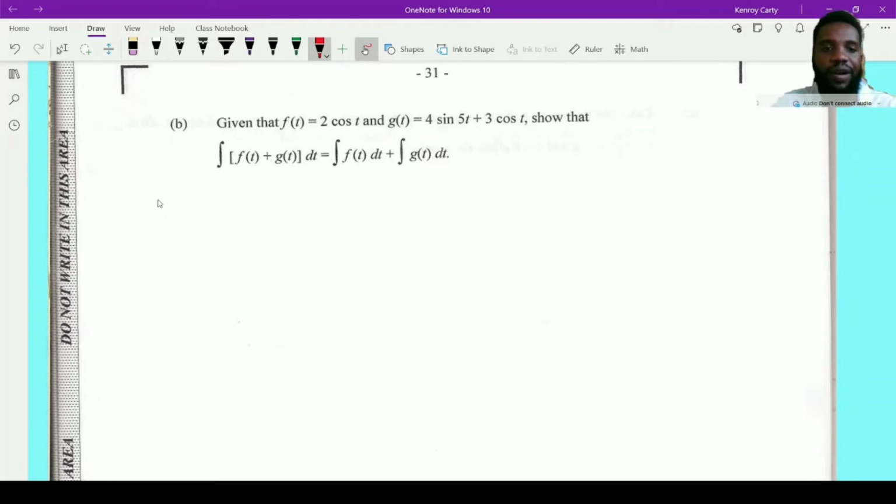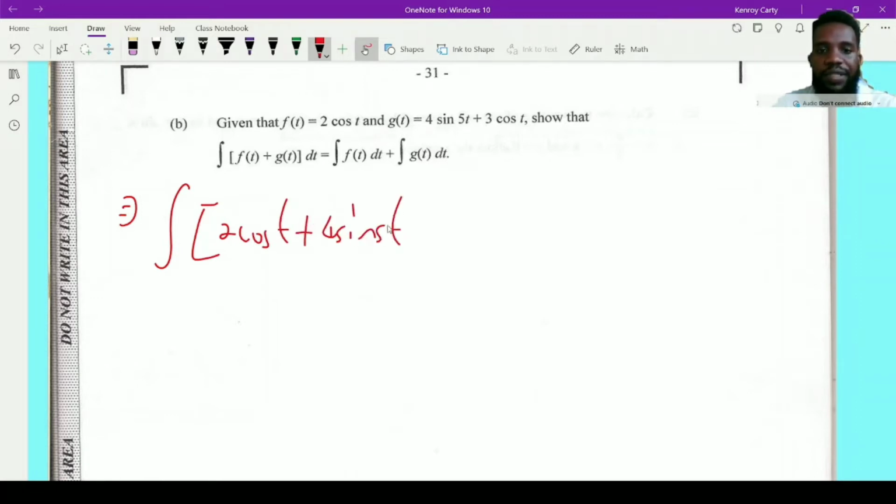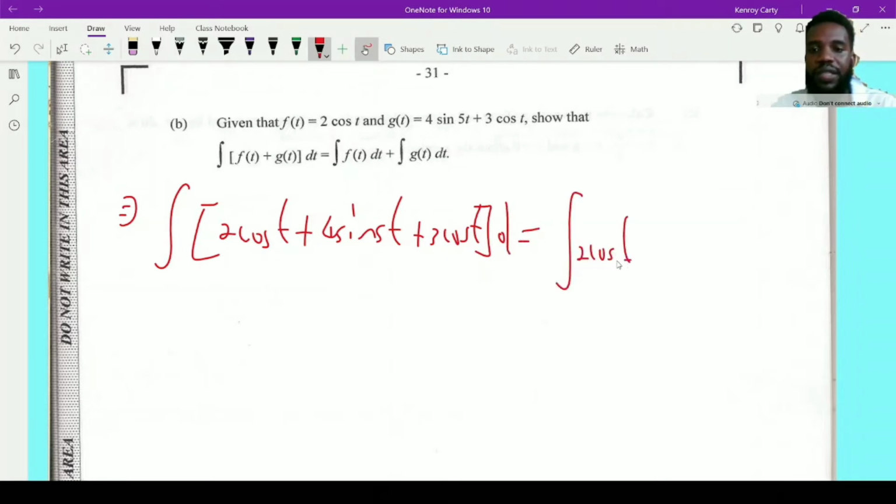Show that the integral. So we want to show that the integral of f of t, which is 2 cos t, plus g of t, which is 4 sine 5t plus 3 cos t, dt is actually equal to the integral of 2 cos t dt plus the integral of 4 sine 5t plus 3 cos t dt.